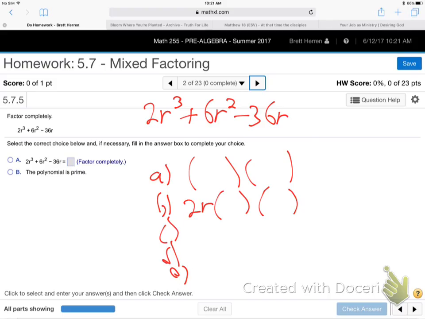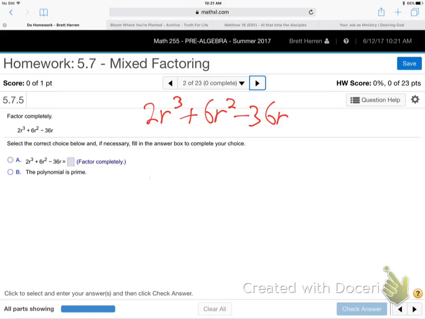So remember, you've got to do one big parenthesis, though. So take out the 2R. Even though the final answer will have 2 parentheses, you first have to do the step with the 1 parenthesis. The GCF. All right, so let me get rid of this stuff. So 2R, as soon as you see that 2R in the multiple choice test, you go, oh yeah, 2R, 1 big parenthesis in front. Then you just say what works. 2R times R squared, 2R times 3R, 2R times minus 18.